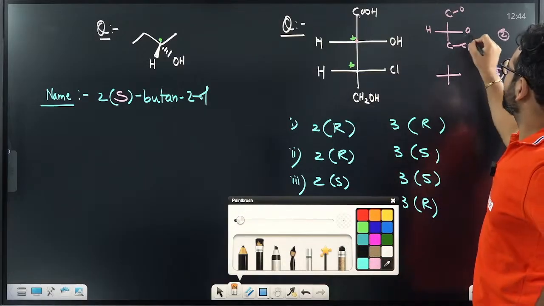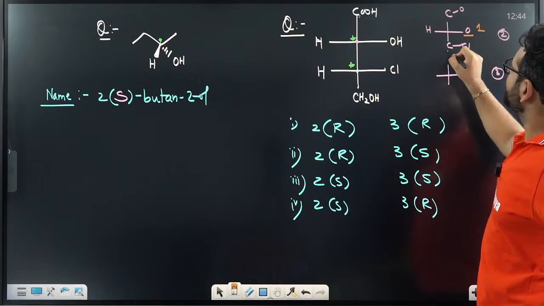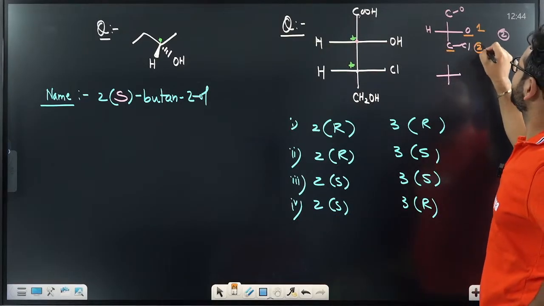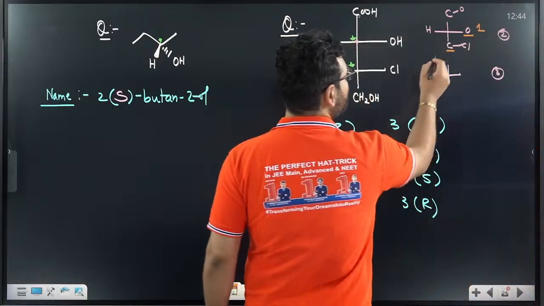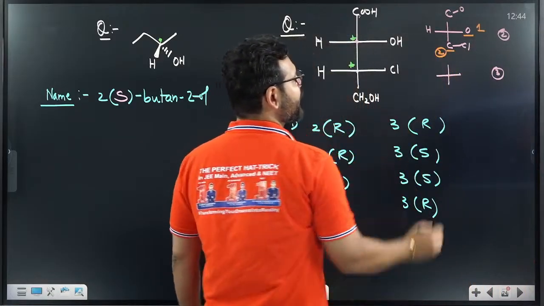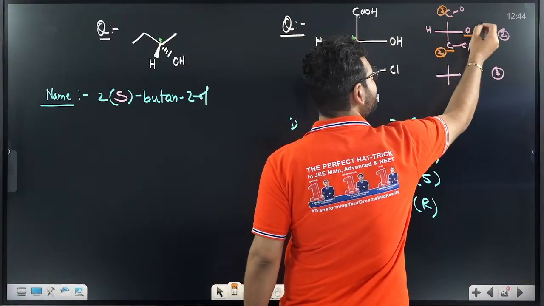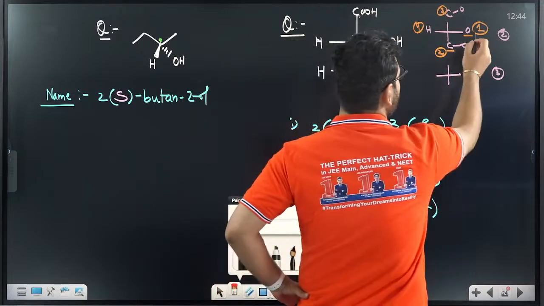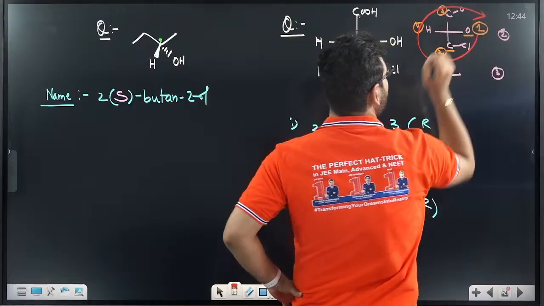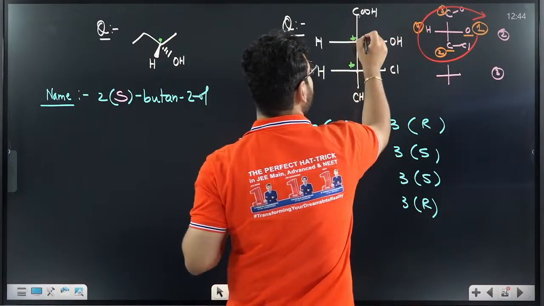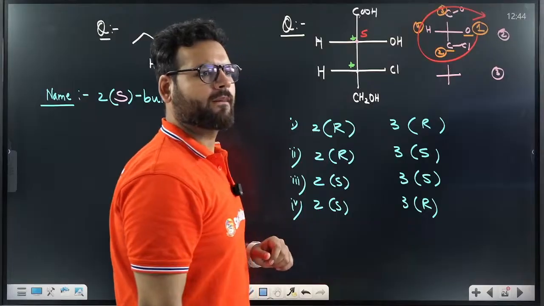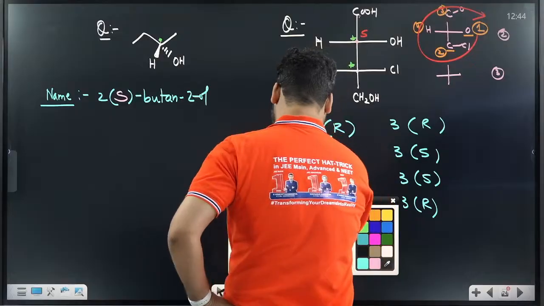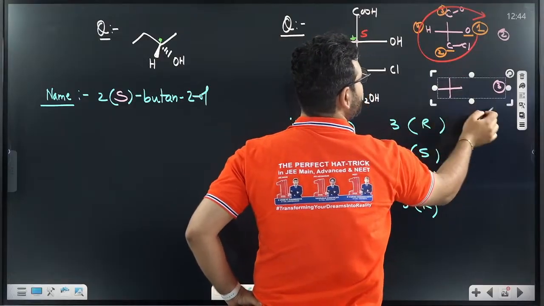So rank 1 goes to oxygen. Rank 2 goes to the carbon carrying chlorine. Rank 3 goes to the carbon carrying oxygen. And rank 4 goes to hydrogen. So we'll move from 1 to 2, 2 to 3 clockwise. But fourth is horizontal. So it is S. Yes, 2S. Good. And the next one here, on the third carbon.